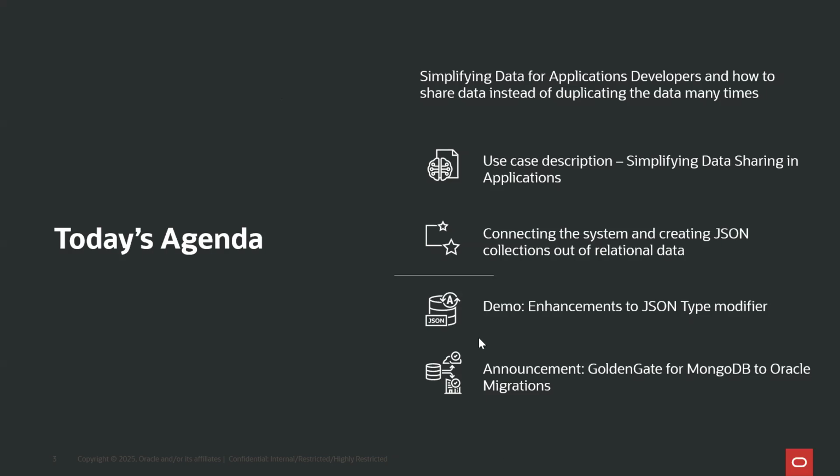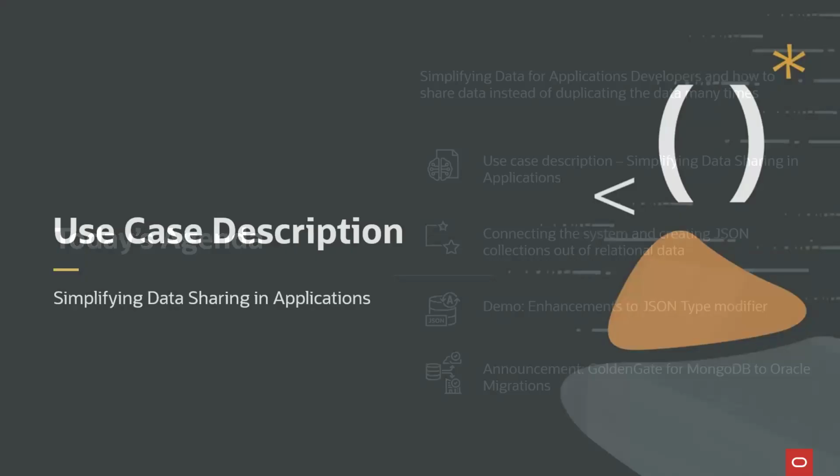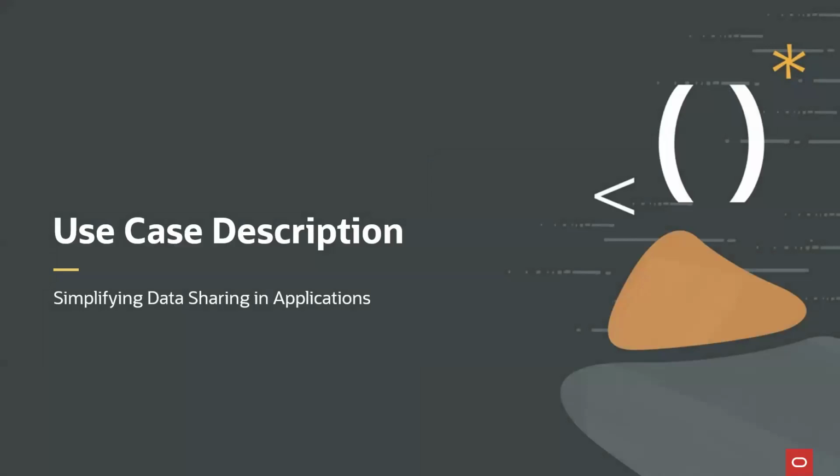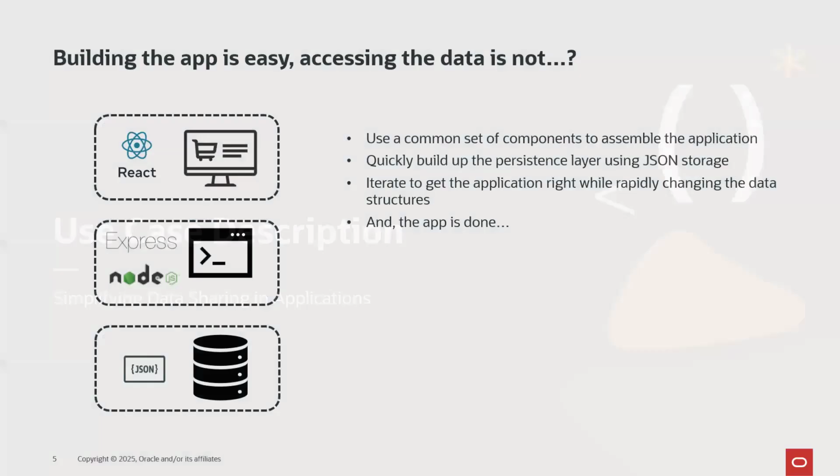Then we'll switch to a demo where we'll talk about some new capabilities. And then last, we'll close it out with an announcement of the GoldenGate from Mongo to Oracle migration tool. That's a free tool, and we'll dive into what that is and talk through the announcement. So let's start talking about the use case that we were talking about here. If you go to the next slide, Julian.